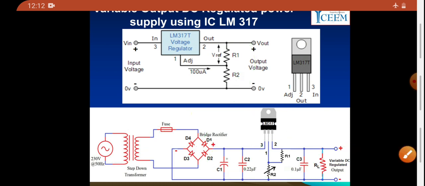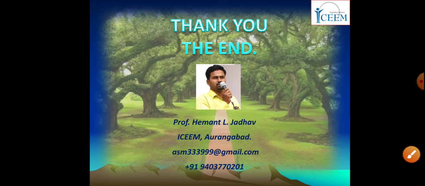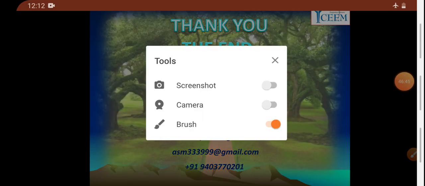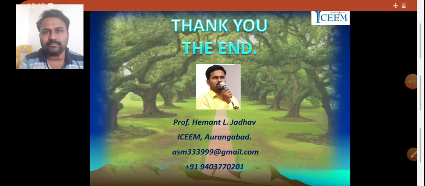Okay, so this is all about the voltage regulator. What we have discussed in this chapter is the block diagram of a DC regulated power supply. There are 4 blocks: transformer, which steps down the voltage, then rectifier, which converts AC to pulsating DC. There are 3 types of rectifiers: half wave, full wave, and bridge rectifier.